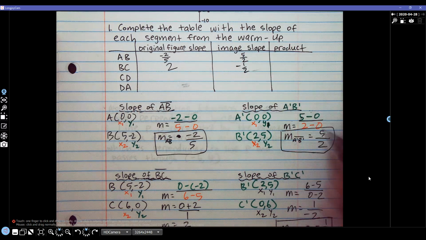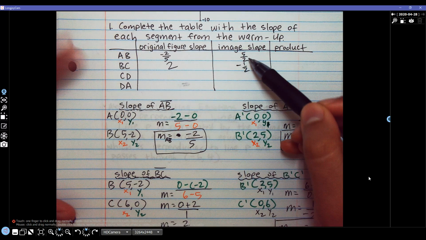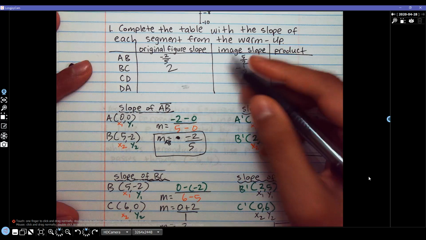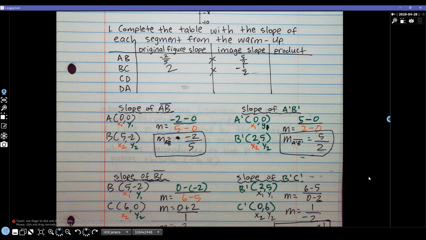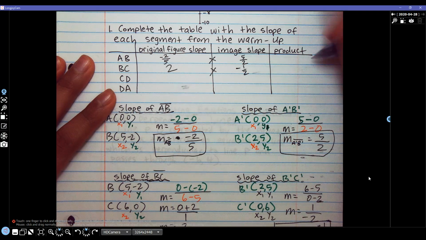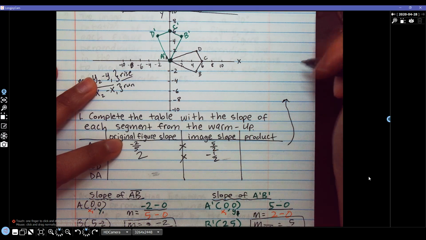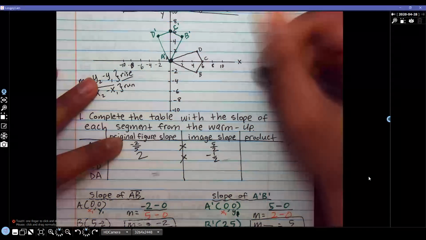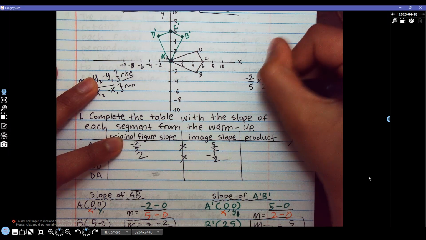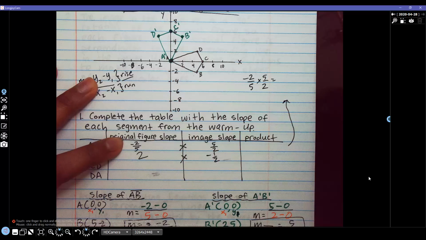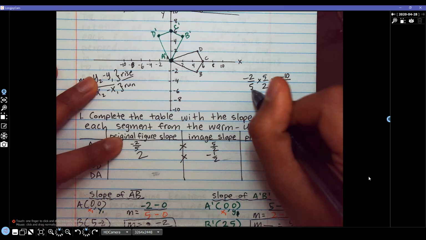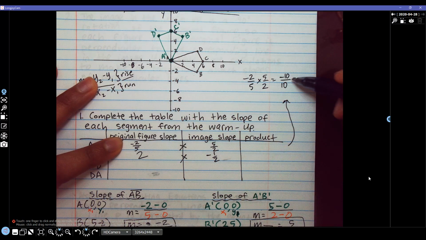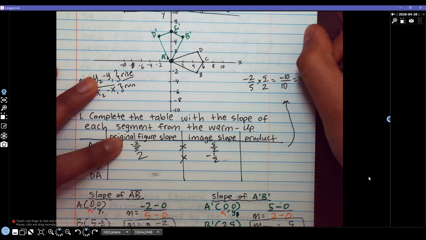Now, we need to find the product of these two columns. So that just means multiplying each of these. So let's start with the first one, and I'm going to put a little arrow for this up here. Negative 2/5 times 5 over 2. So on the numerator, I've got negative 2 times 5, which is negative 10, over 5 times 2 on the denominator, which is 10. So negative 10 divided by 10 is negative 1. So I know my product is negative 1.